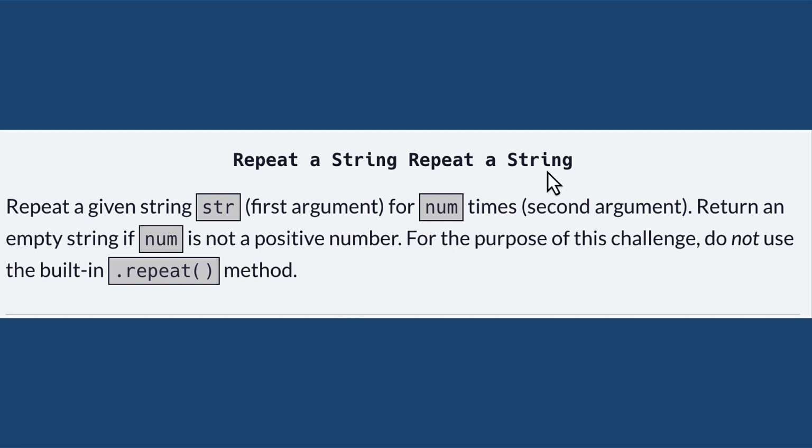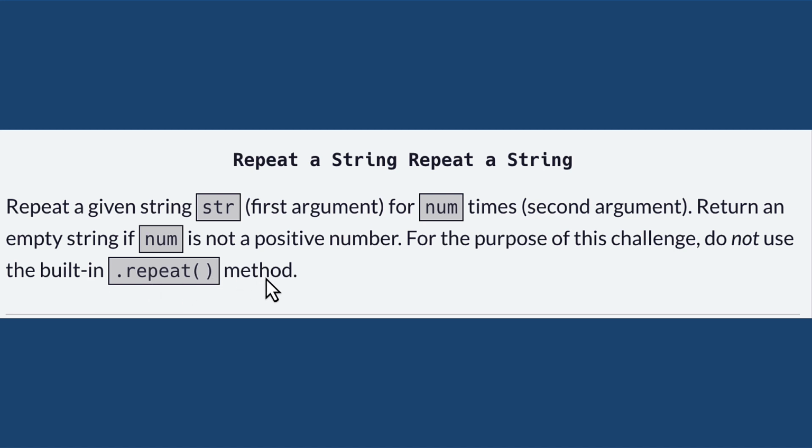Repeat a string. Repeat a given string called str, that would be our first argument if we have the JavaScript function, for the specific number of times that we get as the second argument. We have to return an empty string if the number is not a positive number, because how are we going to repeat a string -5 times, right? If that is the case, then we are just validating the input and returning an empty string because it doesn't make sense. And for the purpose of this challenge, please do not use the built-in repeat method.